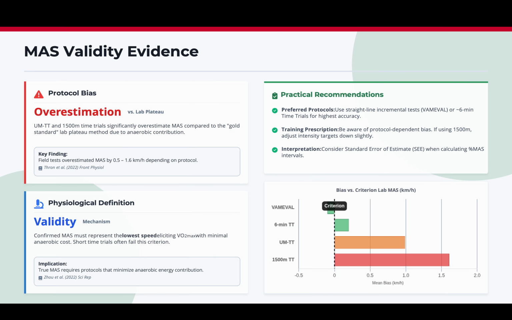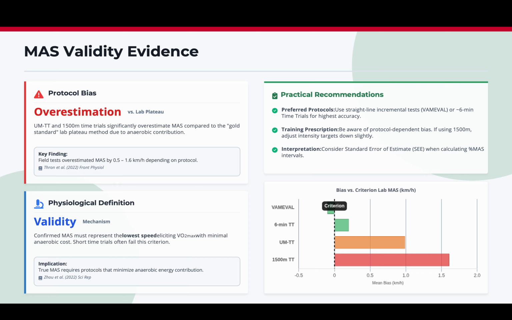MAS validity and evidence. Bias, protocol bias, overestimation versus lab plateau. It's basically the overestimation. The time track and 1500 meter time trial significantly overestimate the MAS compared to the gold standard lab plateau method due to the anaerobic contribution.